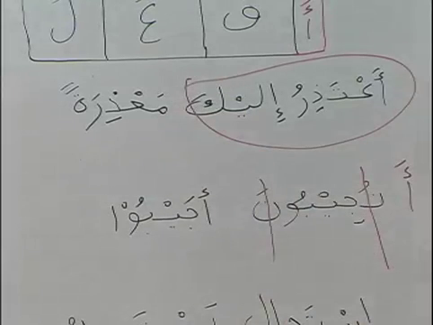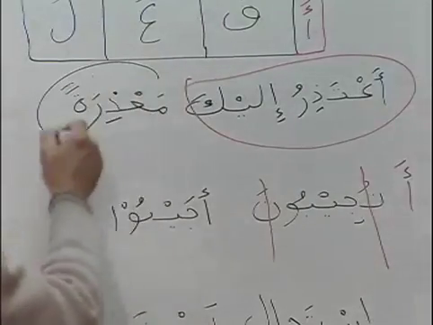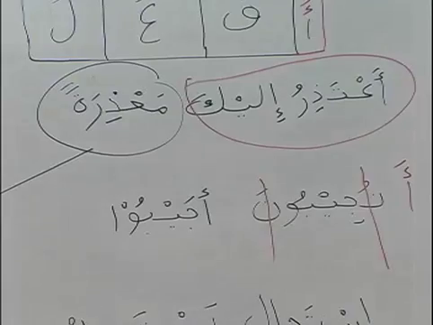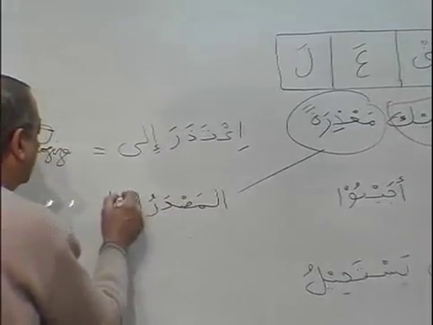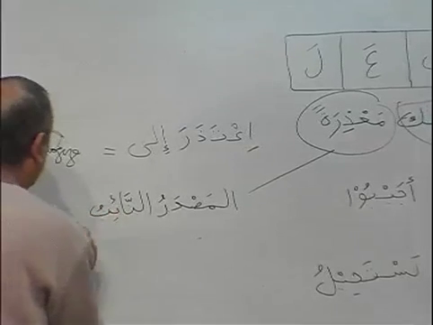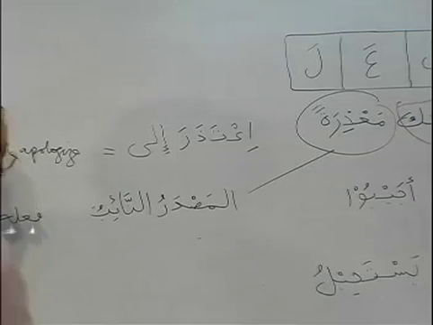What is it? Mahzuf. And what will you say? You can write down at ma'ziratan, you can write down this. Sister Maimuna, write down at the ma'ziratan, what will you write down? Al-masdaru naibun an fi'lihi. Okay? Not ala, but an.